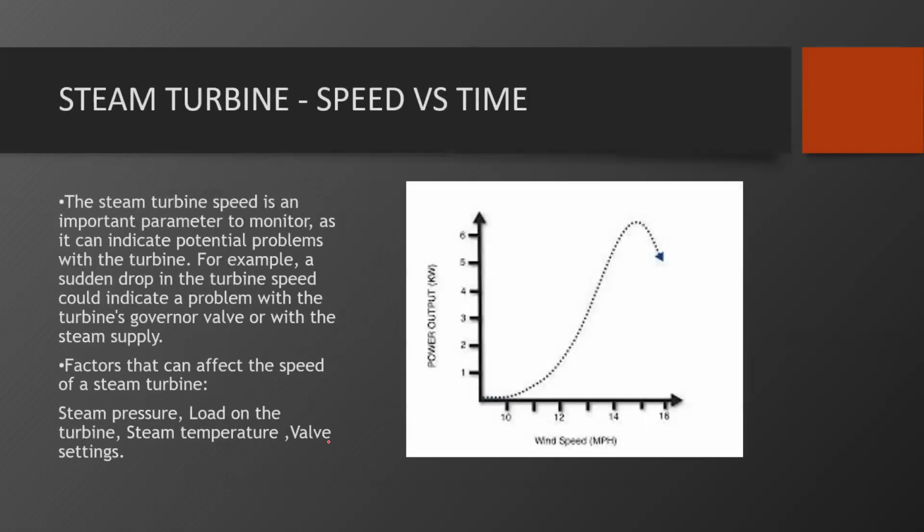Steam turbine speed versus time. Steam turbine speed is an important parameter to monitor and indicate potential problems with the turbine. For example, a sudden drop in the turbine speed would indicate a problem with the turbine's governor valve or with the steam supply. As we can see in this diagram, the speed of the turbine gradually increases. But if in any case the speed decreases at a certain point, this indicates that there is a fault or some problem in the steam turbine's valve or the steam being generated.